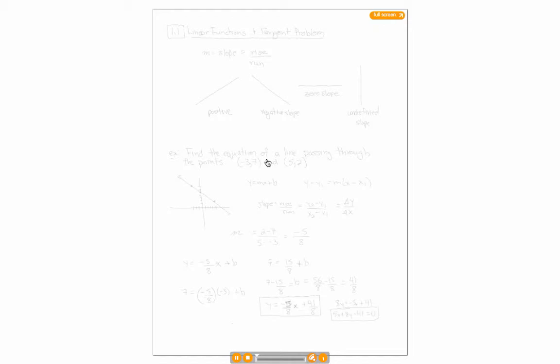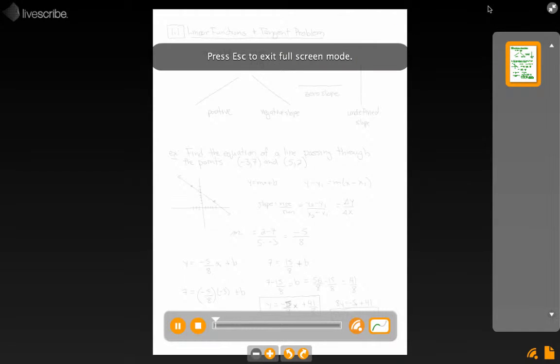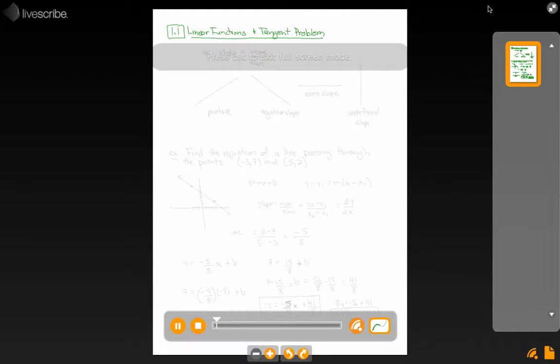This example comes out of section 1.1, linear functions and the tangent problem. So we're still in the pre-calculus stages here at the start of this section. A couple other reminders about slope. Remember in the last example we said that we use little m for slope, and that equals rise over run.